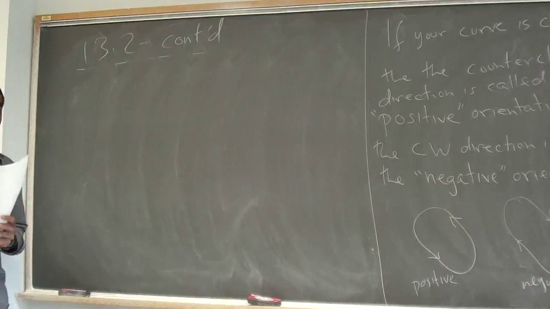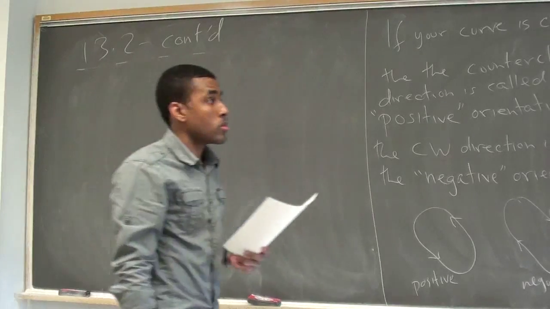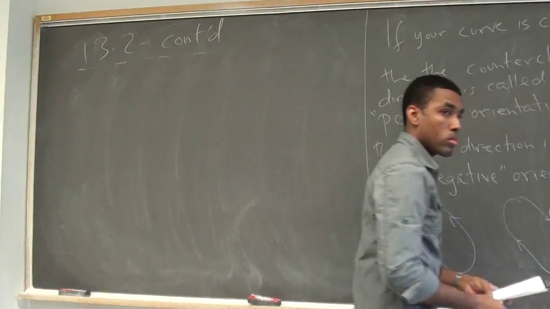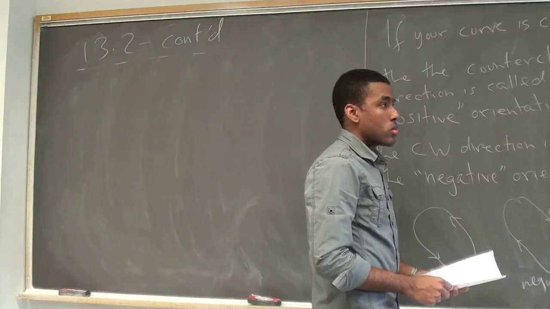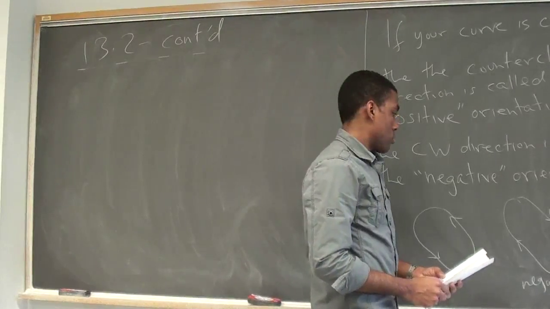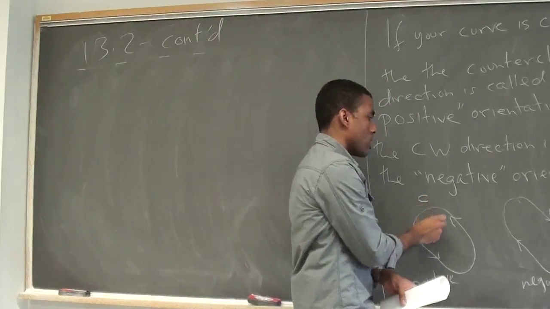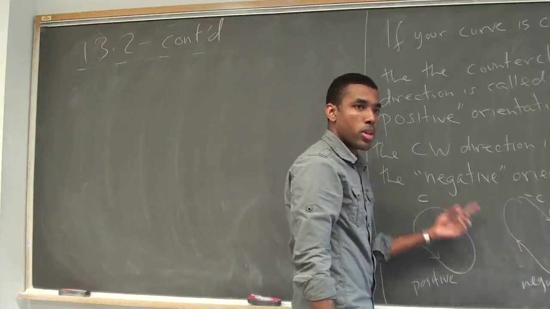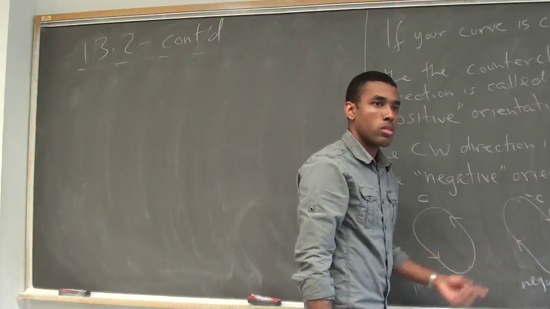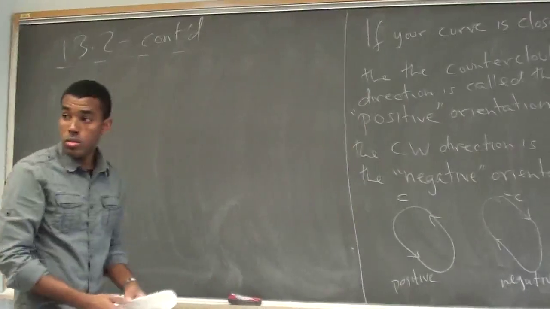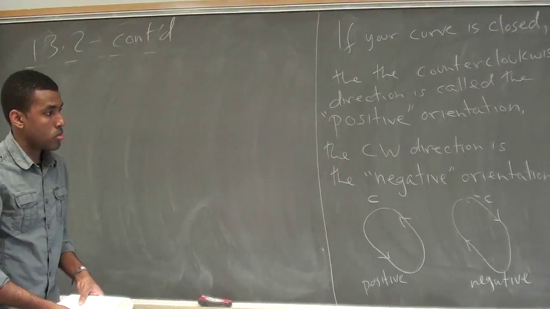Question. Yes. The negative c. What do you mean by the negative c? You've changed the orientation. I know, but I mean the negative c. The c is the curve itself. So if I called this c, I would call this negative c. It's the same curve, except I changed the way I'm going around it. Okay. So if it's not a loop, then it's just going one way is negative, the other is positive.